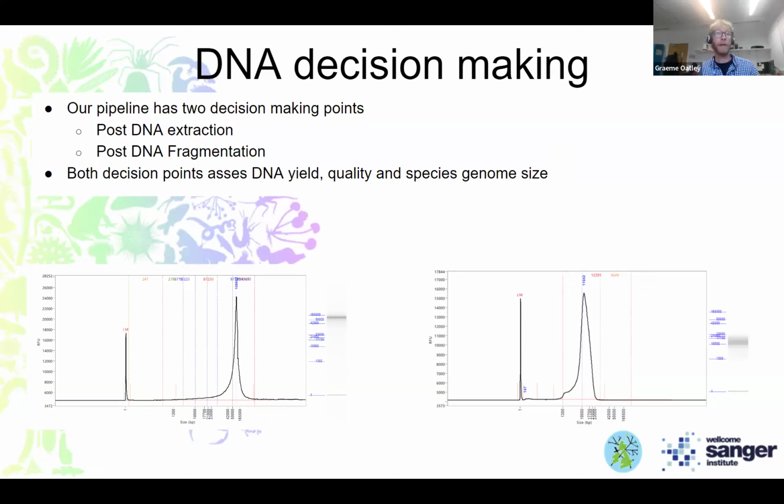So our decision-making pipeline has two decision points. The first is post-DNA extraction, and the second is post-DNA fragmentation. Both decision points assess DNA yield, quality, and species genome size. On the left here, we have an example of a DNA extraction with a nice high molecular weight peak of DNA. And on the right, we have DNA that's been fragmented into a good-looking peak for PacBio HiFi sequencing.